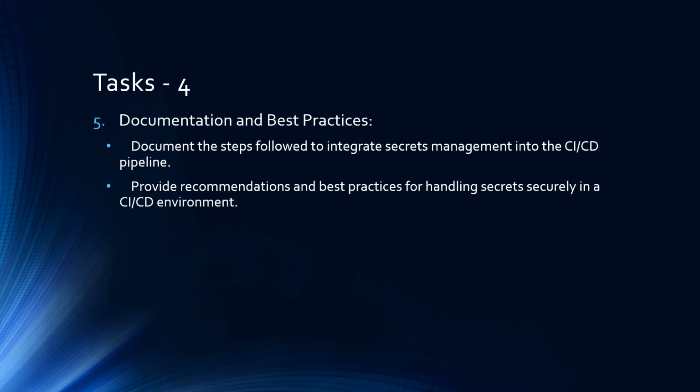Let's explore the final set of tasks, focusing on documentation and best practices implementation. Documentation is crucial for maintaining a secure secrets management system. Your documentation should include: 1. A comprehensive inventory of all secrets used in the pipeline. 2. Access control policies and procedures. 3. Secret rotation schedules and procedures. 4. Emergency procedures for compromised secrets. 5. Audit and monitoring configurations.